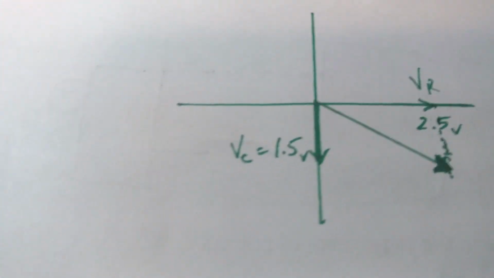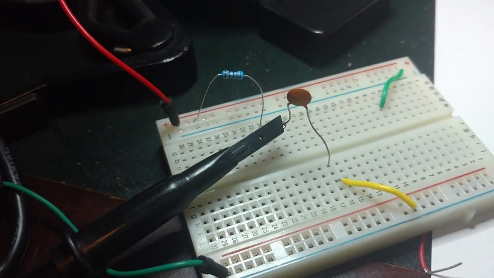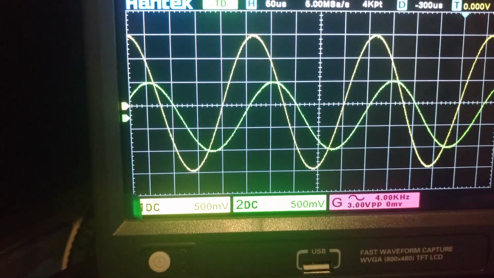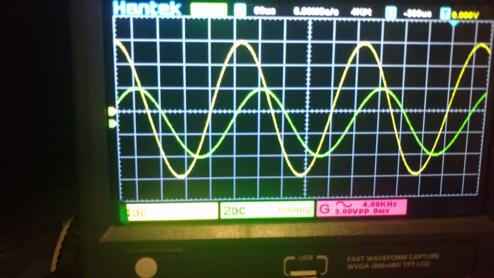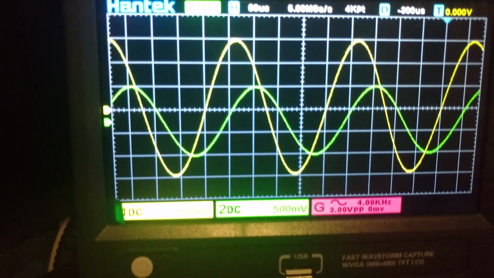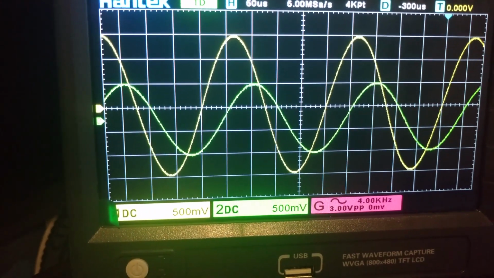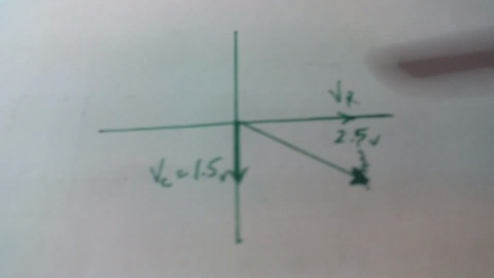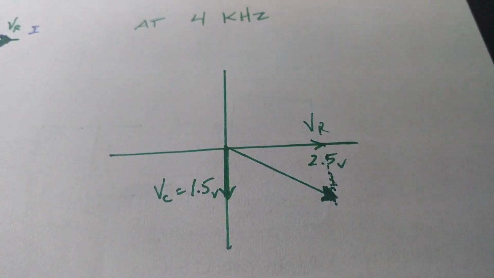So how do we verify this with a practical example? What I'm going to do is measure some voltages. Here is the circuit. I've got a resistor and a capacitor in series, and I'm measuring across the capacitor right now. You can see here on the oscilloscope, channel 2 is the green. I have it lined up with the divisions, the major divisions there, and it's at 0.5 volts per major division, and I have about 3 major divisions peak to peak in channel 2, so that gives me 1.5 volts. I've represented that here in this vector diagram as 1.5 volts going down for VC.